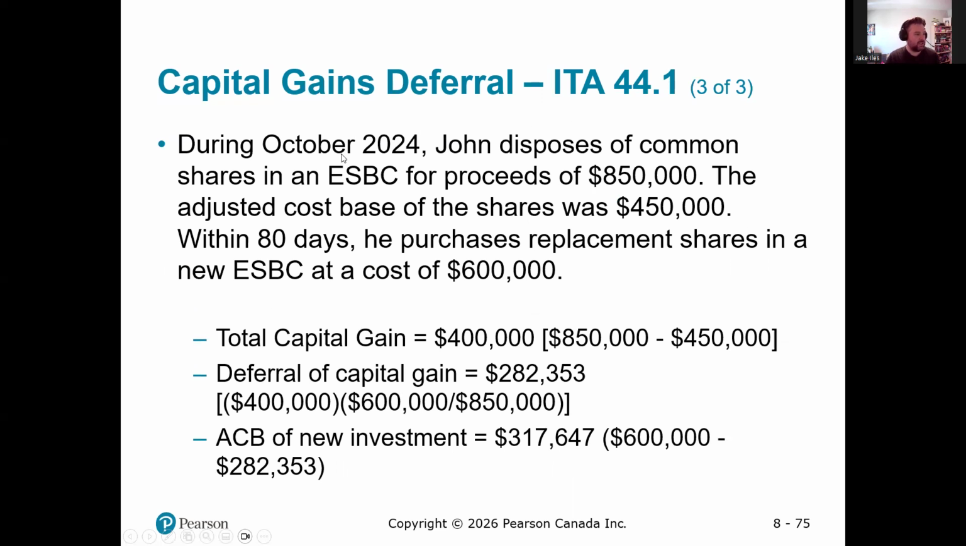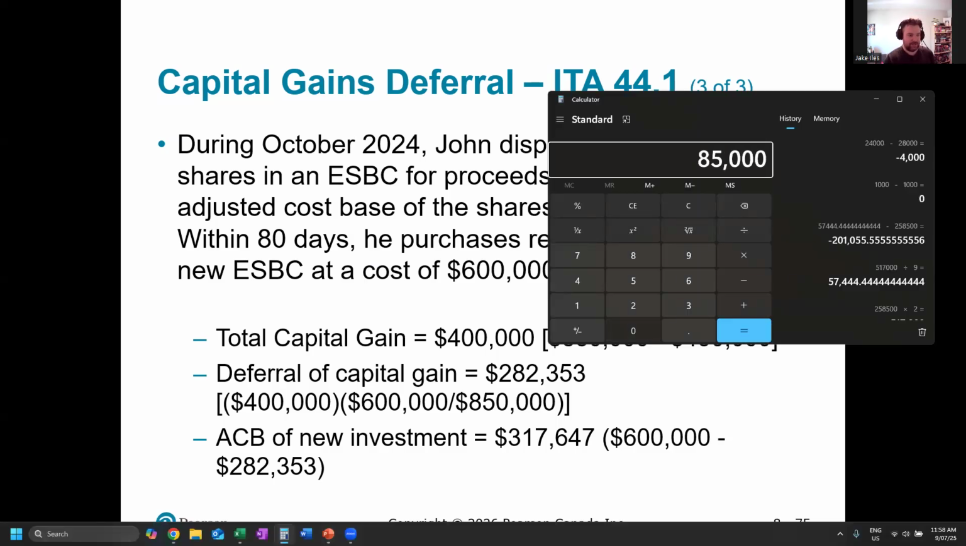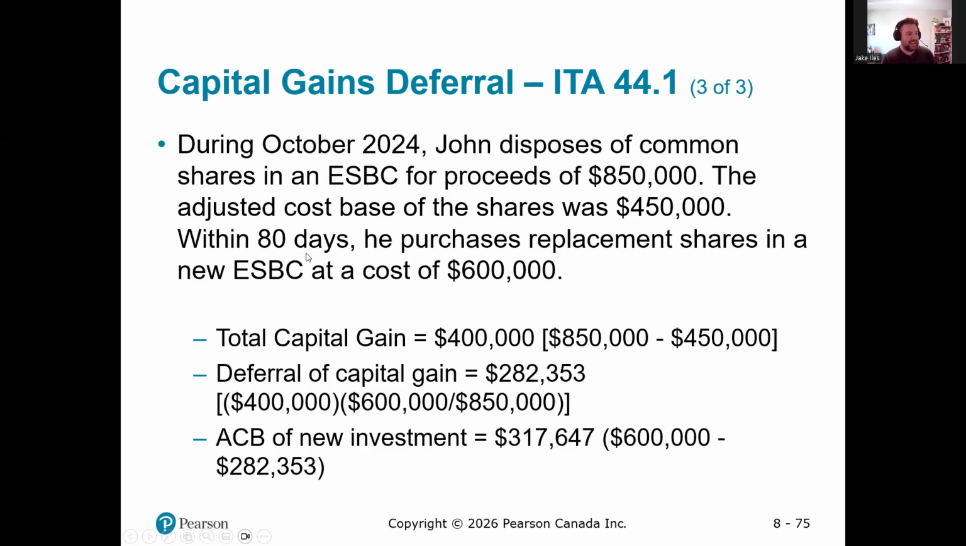So an example of this: during October 2024, John disposes of common shares in a small business corporation for $850,000. The adjusted cost base of the shares was $450,000. So 850,000 minus 450,000, we have a $400,000 gain that we're working with. Within 80 days, he purchases replacement shares in a new business at a cost of 600,000. So our total capital gain is 400,000, but we're going to be able to defer a certain amount of it.